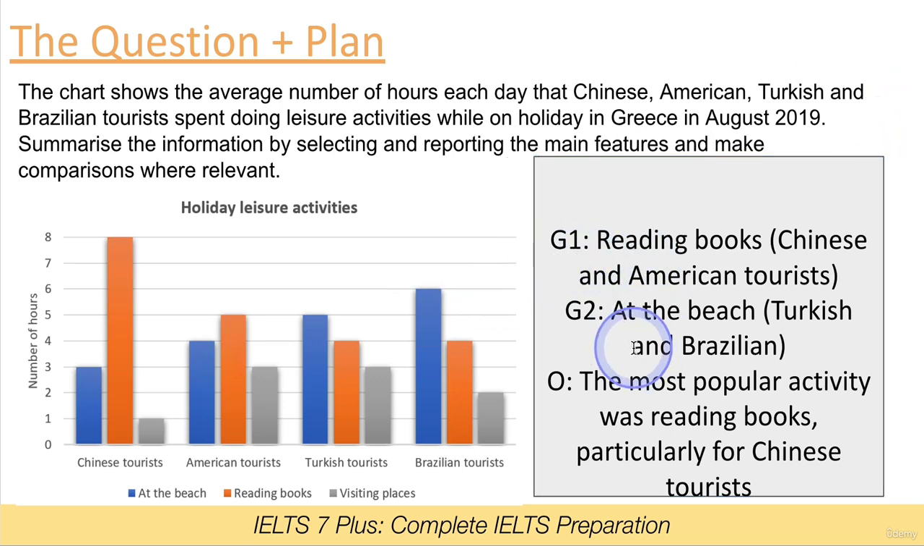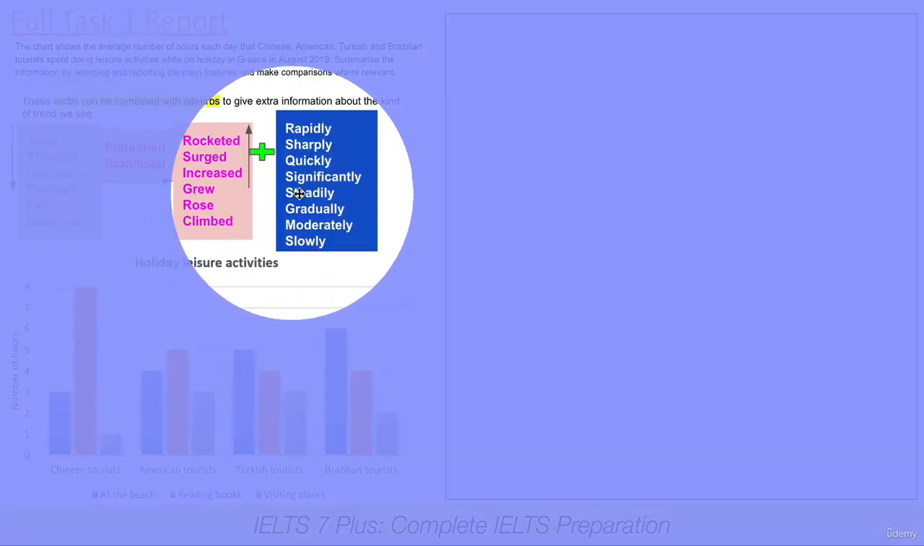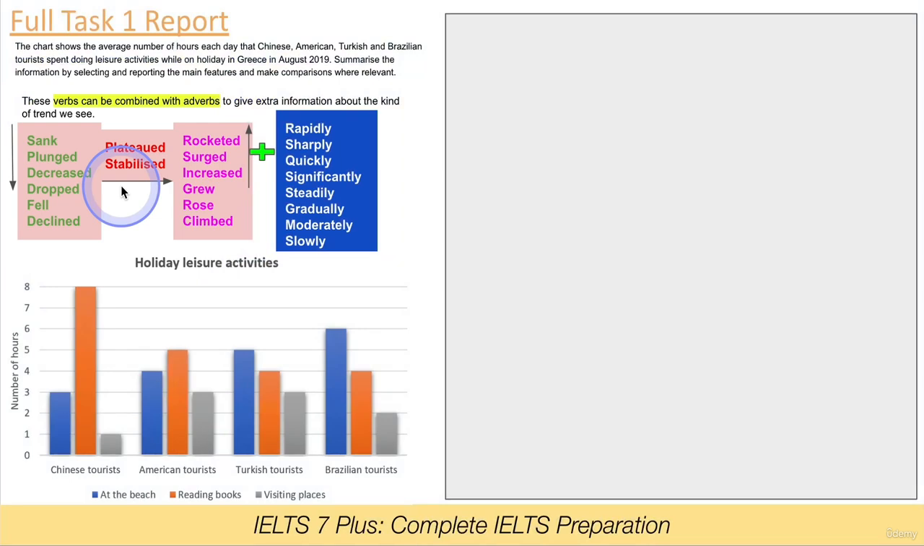Okay, so we've got our 2 groups, and then we've got our big overview here. So I think we can put this all together in the write-up, and I'll show you how we can create our mini essay here. So we have our question, and we have really useful words. So we've got synonyms for words like decrease, stayed the same, increase. And when they are combined with adverbs, this makes for really nice sentences on describing trends. Okay, and then we've got holiday leisure activities. Of course, the data down here.